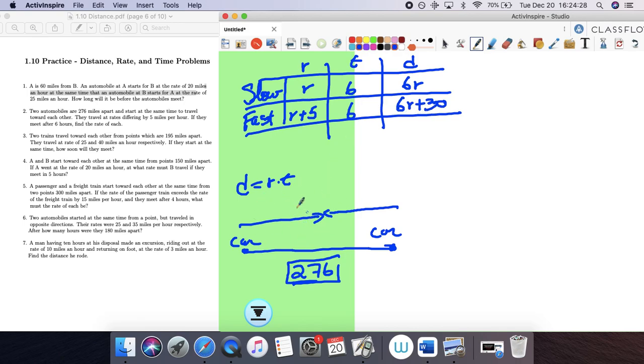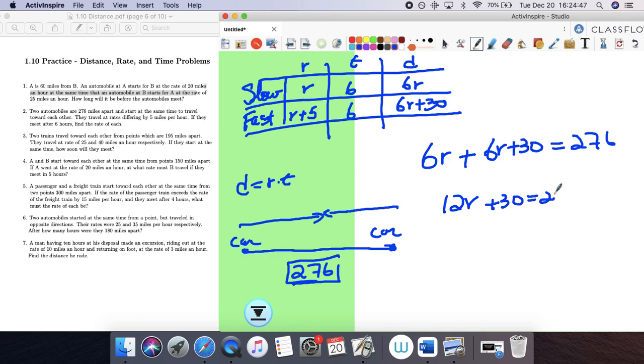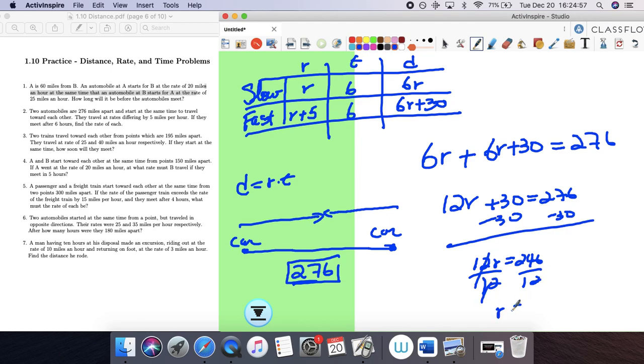So before, when we started the problem, remember, you have to understand it. What do I know about their distances? Well, the distance driven by the slow car, which is 6R, plus the distance driven by the fast car, which is 6R plus 30, is going to equal 276. And that's my equation. Combine like terms: 12R plus 30 equals 276. Minus 30, minus 30. You're going to get 12R equals 246. Divide both sides by 12, and R, I believe, is 20.5.